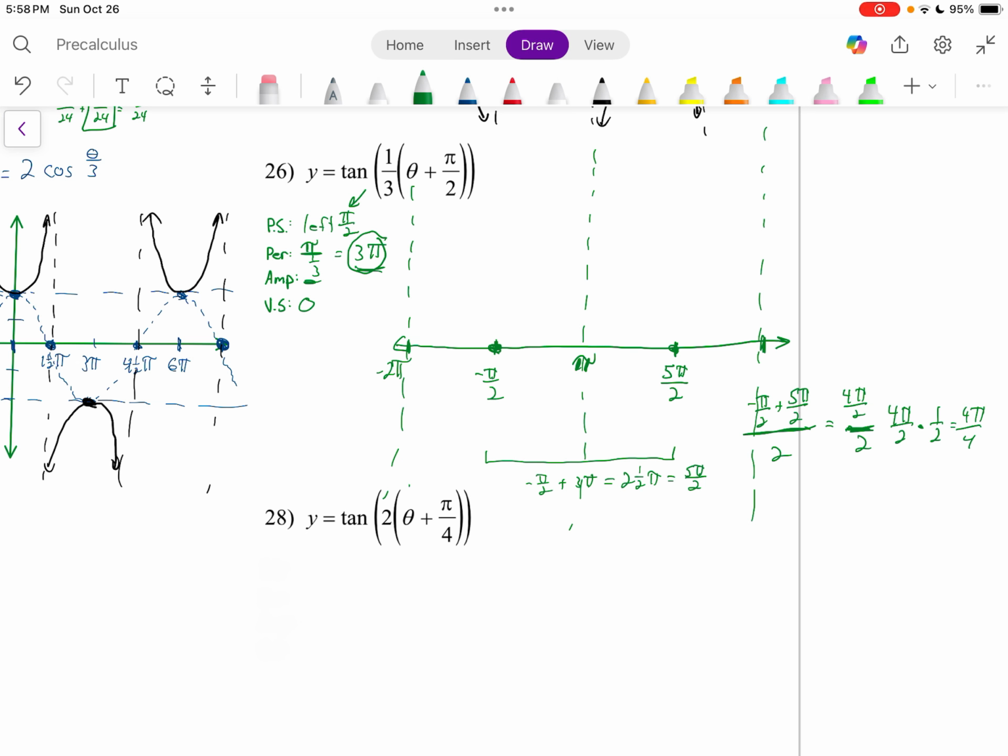And then we can graph this. So this is tangent. So it goes up from left to right. Make sure you use your vertical asymptote. Goes through the 0 and then gets closer and closer to the vertical asymptote.